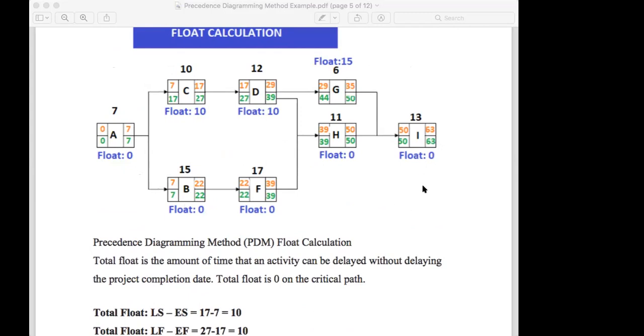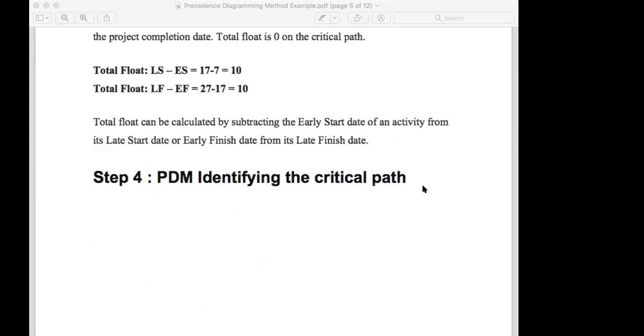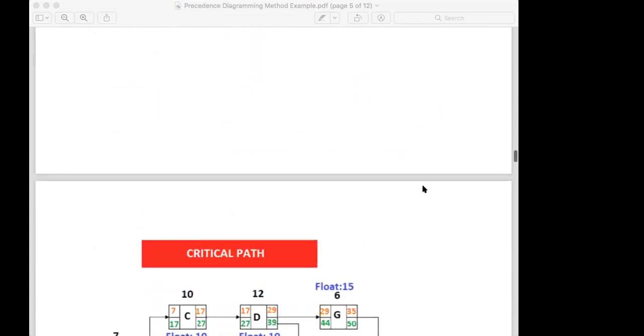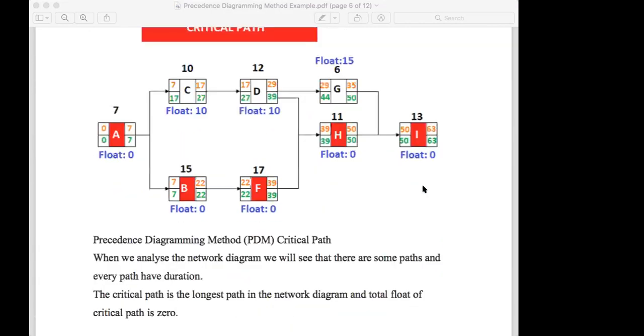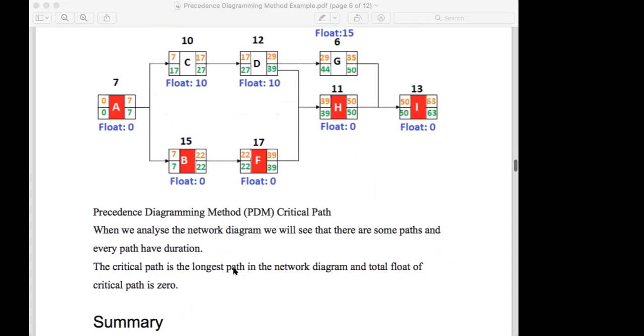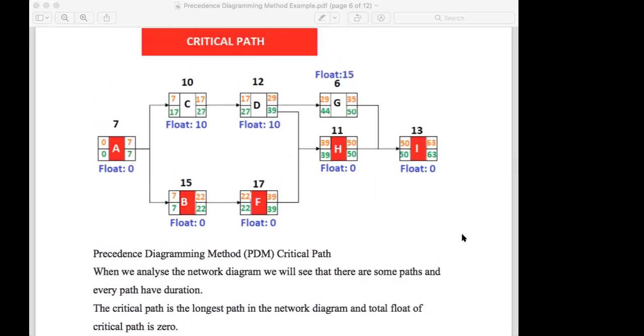So this calculation is not that different. So you can score in your exam with this one. So critical path. Yeah, this is the critical path. When you calculate float 0, 0, 0, yeah, A, B, F, H, I is the critical path. Precedence diagram method, critical path. When we analyze the network diagram, we will see that there are some paths and every path has a duration. The critical path is the longest path in the network diagram and the total float of the critical path is 0.